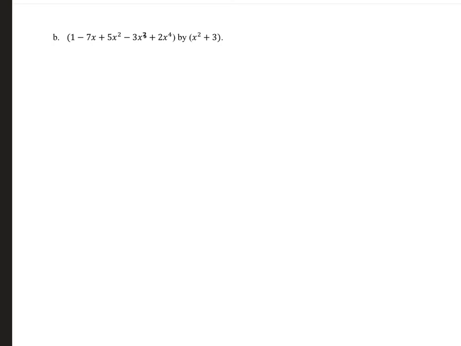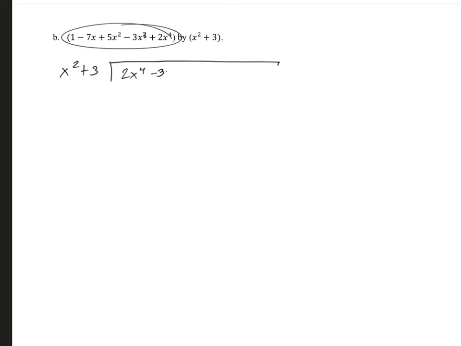Now let's take a look at the next one. So we're dividing that by this. Okay, so it's longer, so there's probably going to be a few more steps. Let's see, so we have x squared plus 3 divided into 2x to the 4th. Okay, so notice, I'm going to rewrite this in descending power. That makes it a lot easier to work with. Okay, so then we have negative 3x cubed plus 5x squared. Looks like there are no missing x values. Okay, so we're going to go ahead with the cycle.